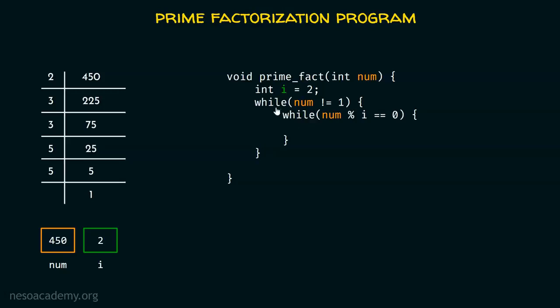Here you can see in the first while loop I'm checking this condition. Is num not equal to 1? If num is not equal to 1, then continue. Otherwise, simply get outside of this while loop. Why is this step required? You can see that I have added one more step in this prime factorization technique. In the previous presentation, we have seen this already, that we have to stop at this point. But I have added this one more step.